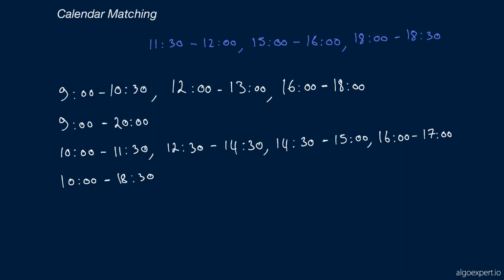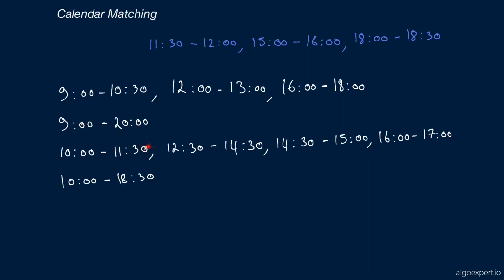So in the example in front of me, as you can see, we've got one calendar here that's got a few meetings. One meeting from 9 a.m. to 10:30 a.m., one meeting from 12 p.m. to 13, which is 1 p.m., and another meeting from 16 to 18. We're using military time here. Then you've got your daily bounds. At 9 a.m., you get into the office and you leave at 20, which is 8 p.m.